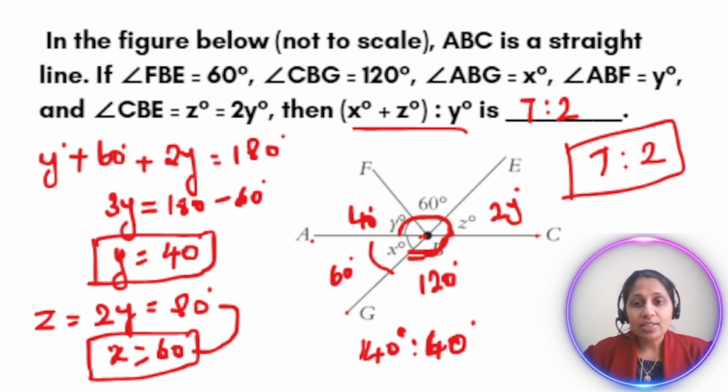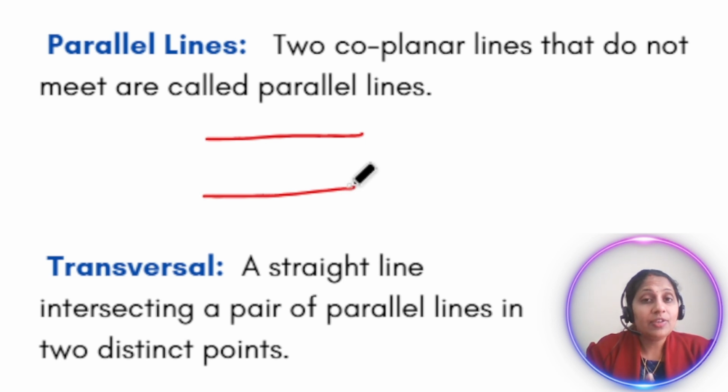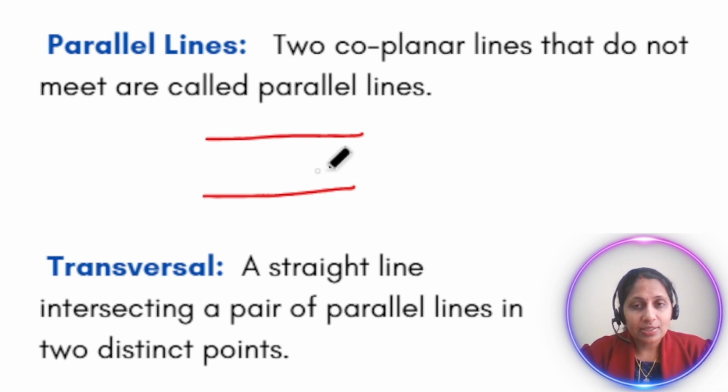Now coming to the next one, which is parallel lines. Very, very important. Two coplanar lines, which means they lie on the same plane. Two lines that do not meet at any point, even when you extend them, are called parallel lines. Parallel lines are just the opposite of perpendicular lines, which intersect at 90 degrees. Here they will not intersect at all. And what is the transversal? Transversal is a straight line.